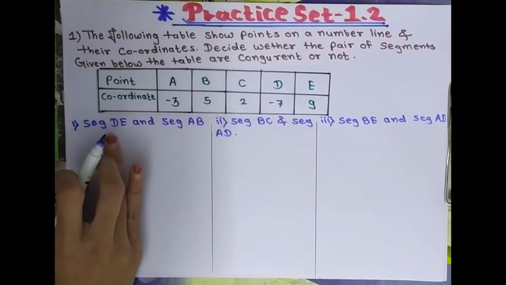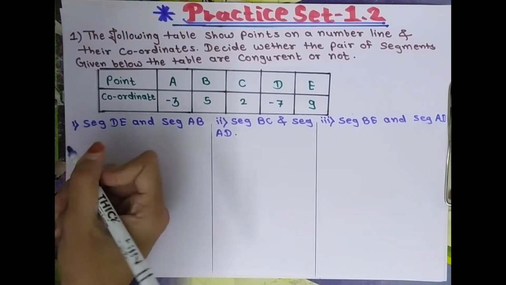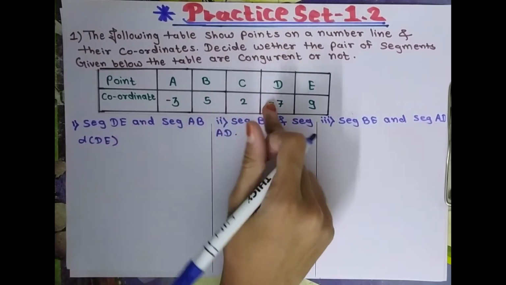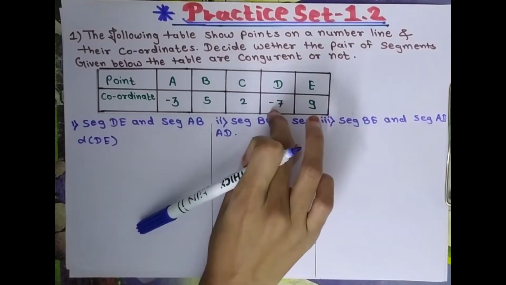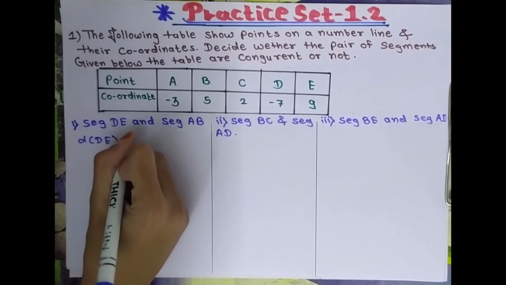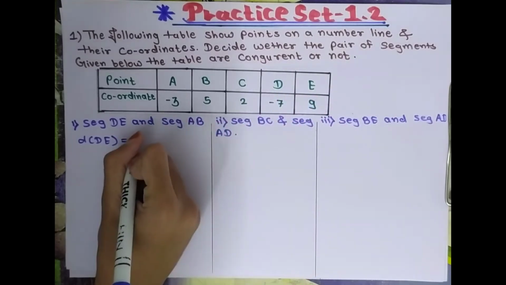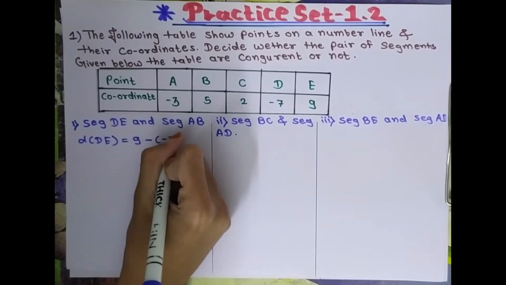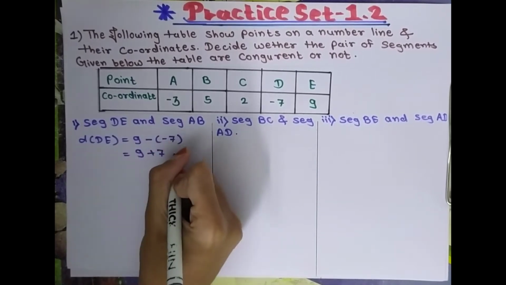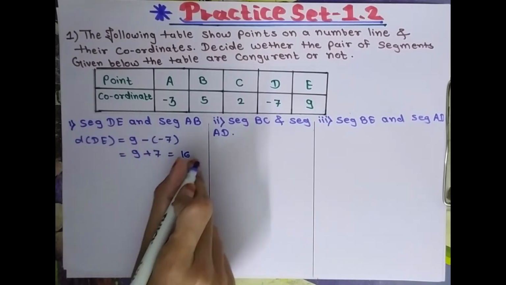So first is segment DE and segment AB. First find distance DE. Now look, point D and point E. The coordinate of D is -7 and the coordinate of E is 9. So how do we find distance DE? Now -7 is less than 9, so first write 9 minus -7, bigger number first. So 9 plus 7 is 16. Therefore distance DE is 16.